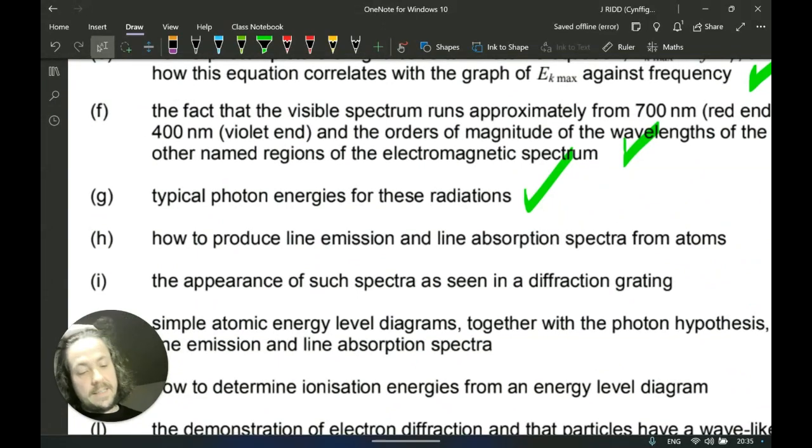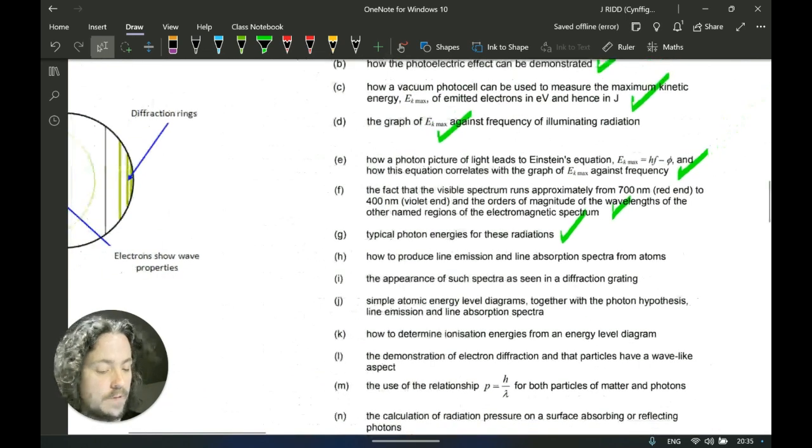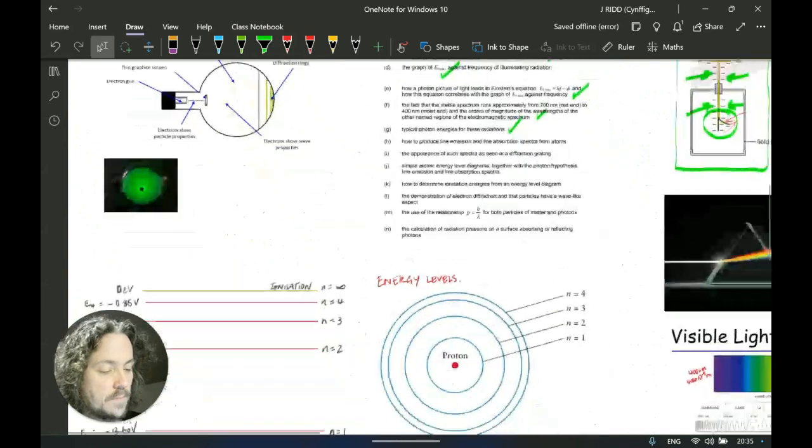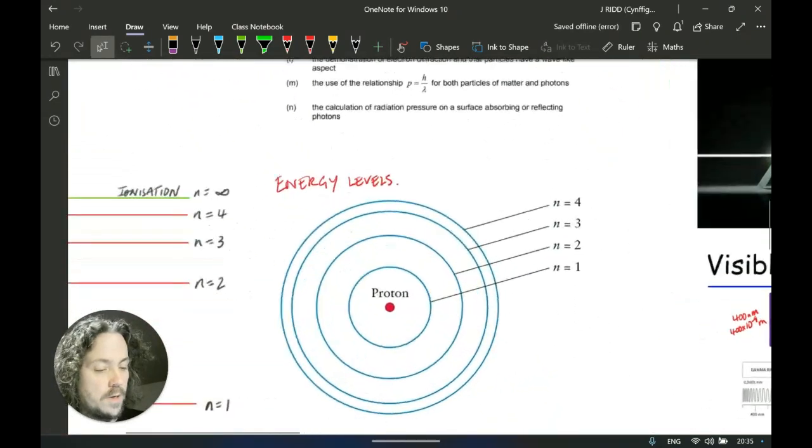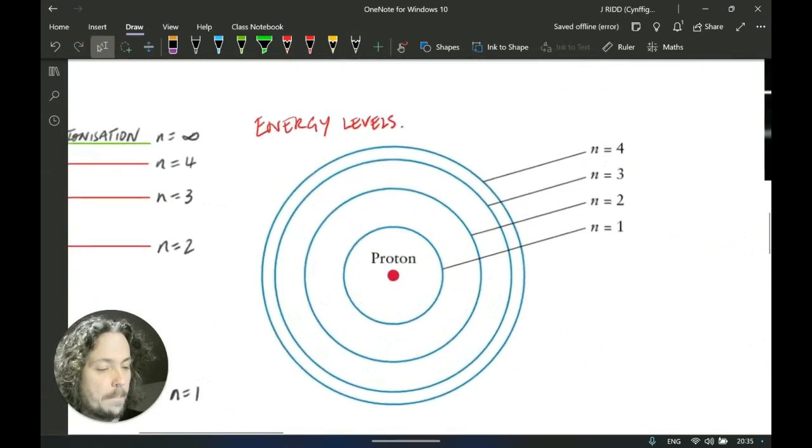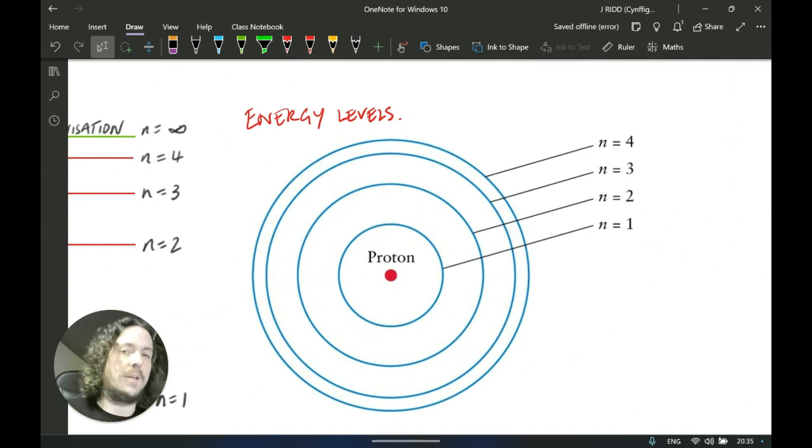How to produce line emission and line absorption spectra from atoms. Right, let's have a look at that. Okay. I'm going to jump ahead a little bit here and start talking about energy levels. So I think it helps us understand this point a little bit better.